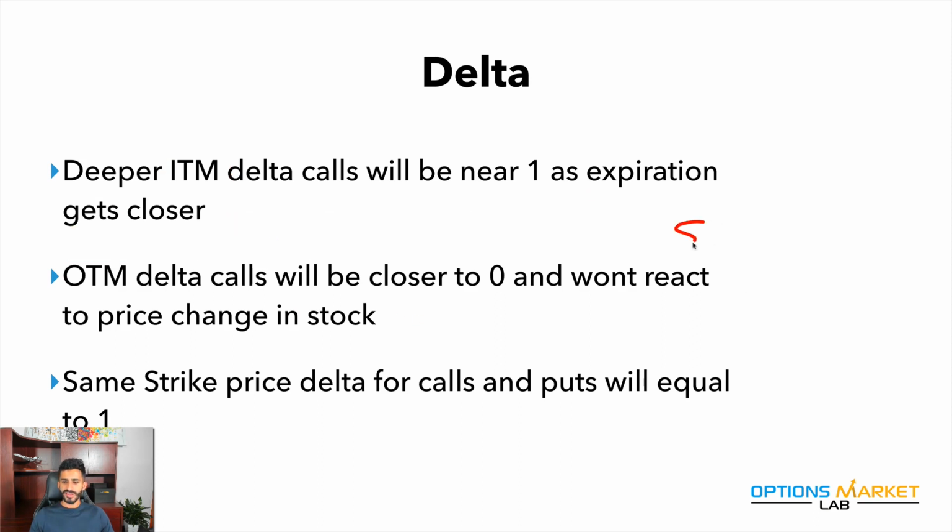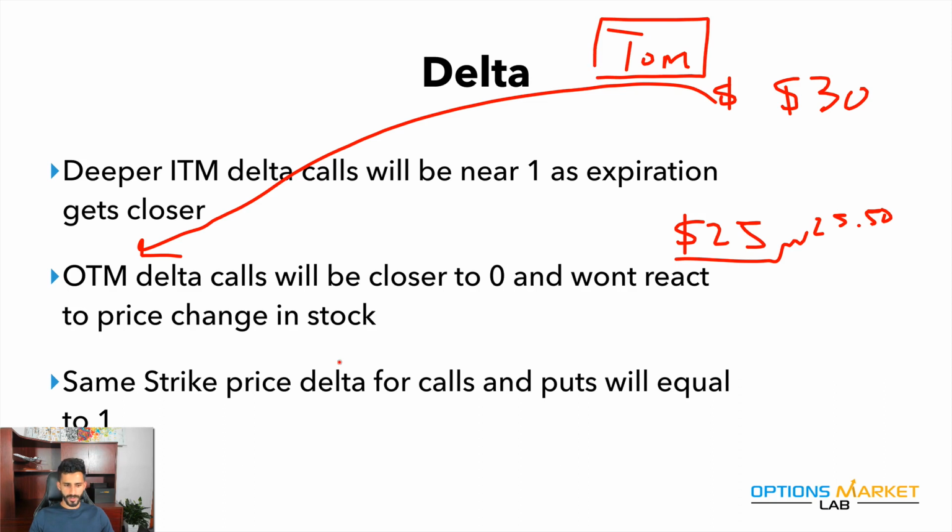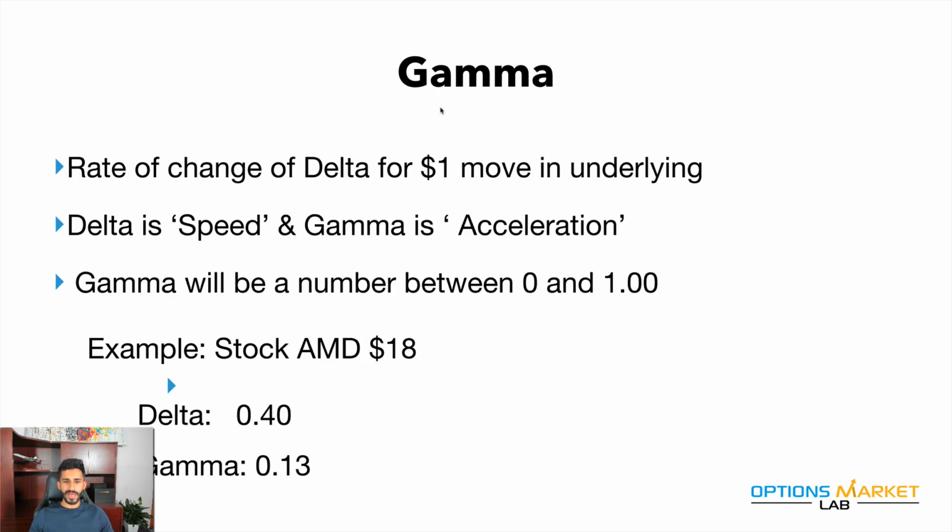So let's say the stock is at $25, your expiration is tomorrow, and your strike price is 30. Now, if the stock goes from 25 to 25.50, even if it moves up $1 or 50 cents, your premium is barely going to move because it is out of the money. It is not in the money, so the premium will not get affected because the expiration is tomorrow. At the same strike price, delta for calls and puts will equal 1. So these are things that you have to understand about delta. Next, we have something called gamma.